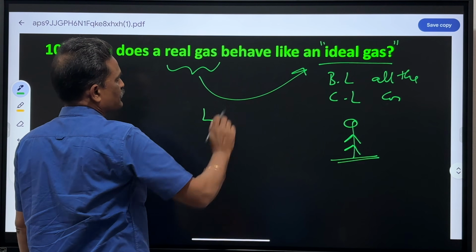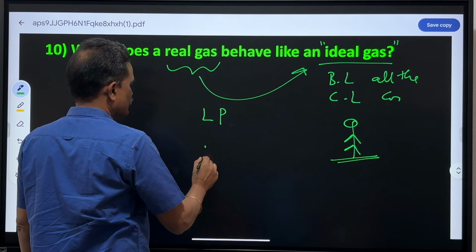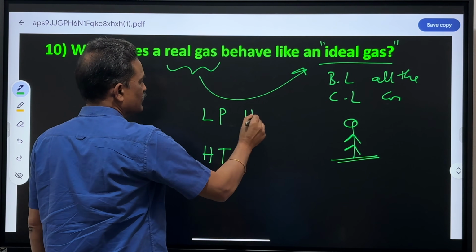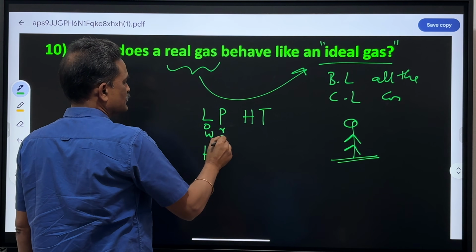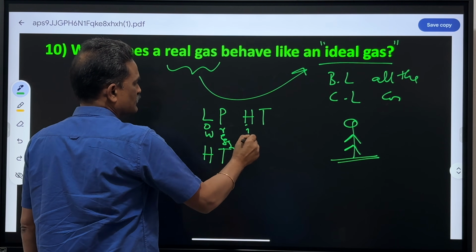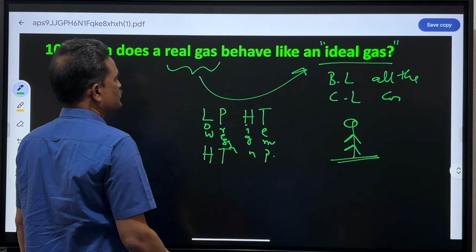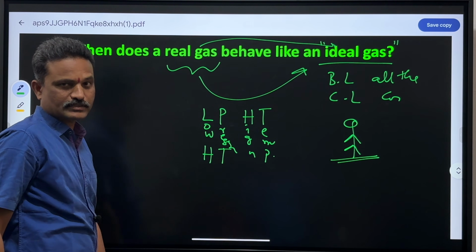A real gas behaves like an ideal gas at a low pressure and at high temperatures. So if you remember LPHT, you can write the answer. This is low pressure and this is high temperature. This is the condition in which only a real gas can become an ideal gas.